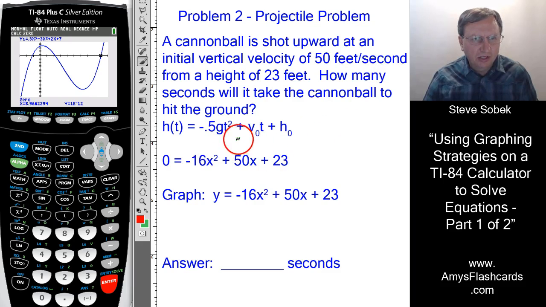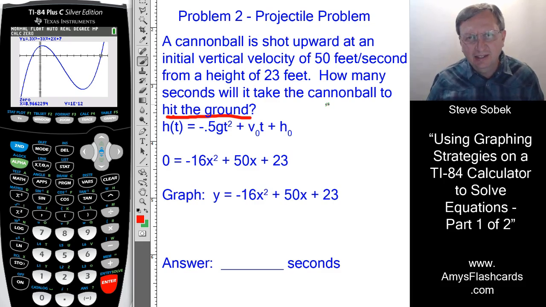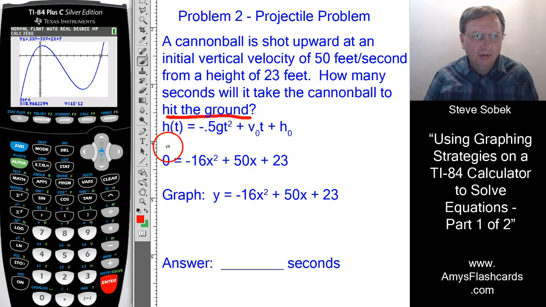And if we make the substitutions, if we put a 32 in place of g, half of 32 is 16. The original velocity is 50 feet per second, and the original height is 23. And we want to know, when does it hit the ground? They're not explicitly giving you a number there, but they're hoping that you understand that the height when it hits the ground is 0. They're saying, what value for t is going to make h of t 0? And so we put a 0 in place of h of t.